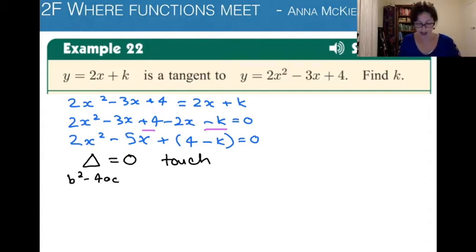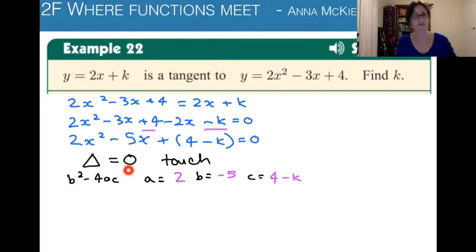Well, what is our a, our b, and our c? Where do they come from? They don't come from up here. They come from this equation where they meet. So our a is 2, our b is negative 5, and your c, don't be put off by this, is that whole expression, 4 take k. So now we're going to substitute them in and put this equal to 0 because that tells us about the touch.